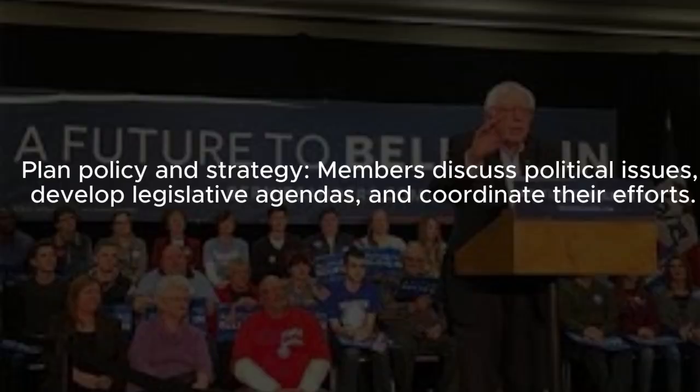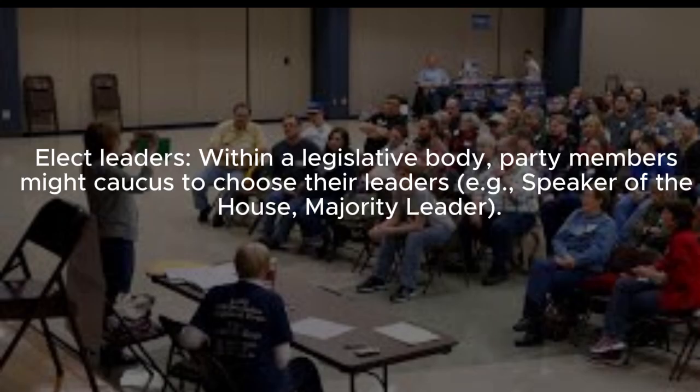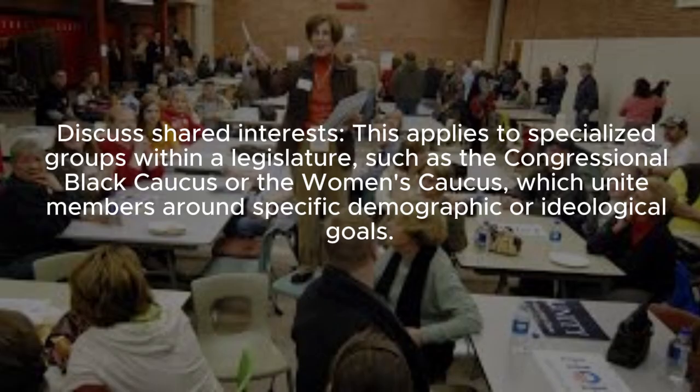Plan policy and strategy. Members discuss political issues, develop legislative agendas, and coordinate their efforts. Elect leaders. Within a legislative body, party members might caucus to choose their leaders, e.g., Speaker of the House, Majority Leader. Discuss shared interests. This applies to specialized groups within a legislature, such as the Congressional Black Caucus or the Women's Caucus, which unite members around specific demographic or ideological goals.